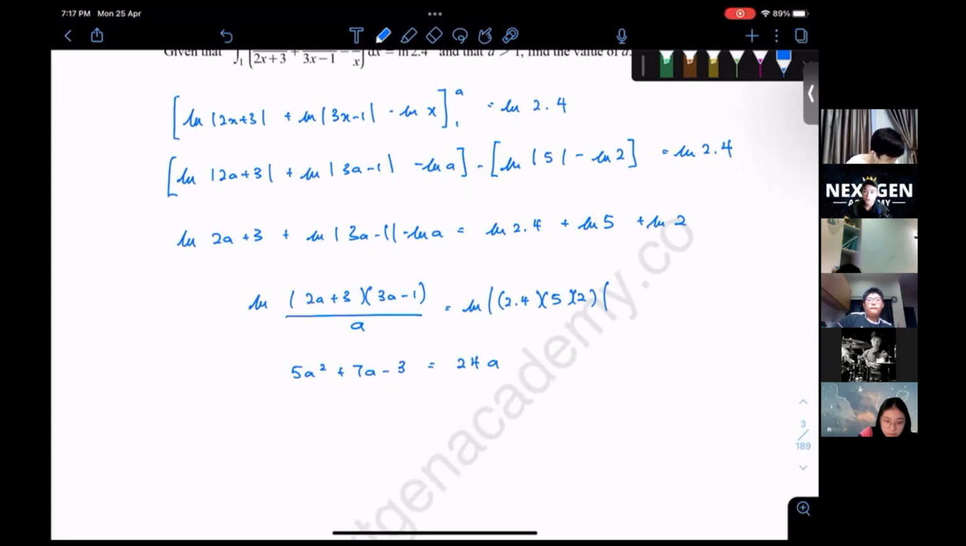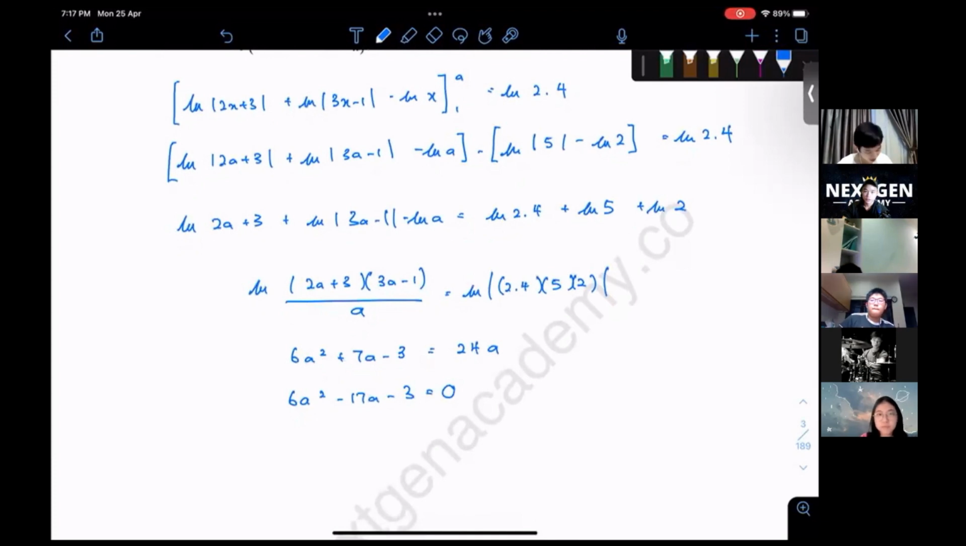2a times 3a. Oh, okay. Yeah, I think only that value is wrong. Gotta be careful, I think you did 2a plus 3a. So it should be 6a squared plus 7a minus 3 equals to 24a. Then we'll give you 6a squared minus 17a minus 3 equals to 0. Okay, everyone following through until here? Now you continue.